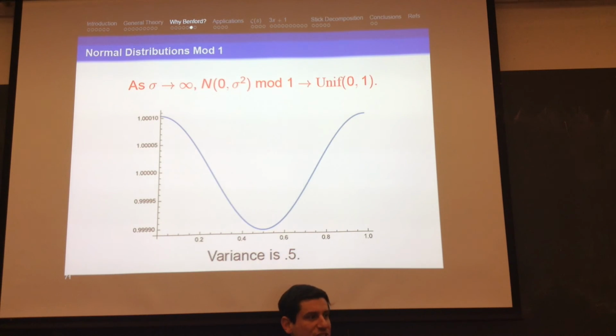Yeah, you have to look at the scale on the y-axis. The scale on the y-axis goes from 0.99990 to 1.0001. So the y-axis is having almost no fluctuations at all. So it is extremely close to uniform as soon as the variance is already 0.5.